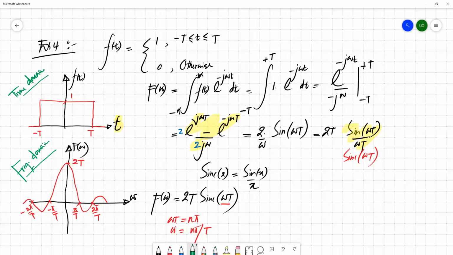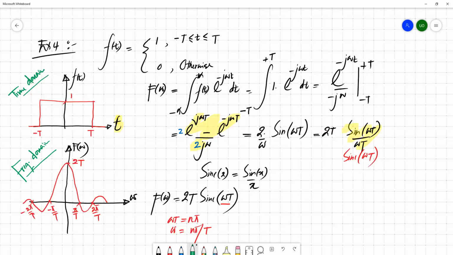So this is already discussed in most of the sections, but anyway, this is the Fourier transform of a rectangular pulse. It's a kind of a sinc function in the frequency domain.